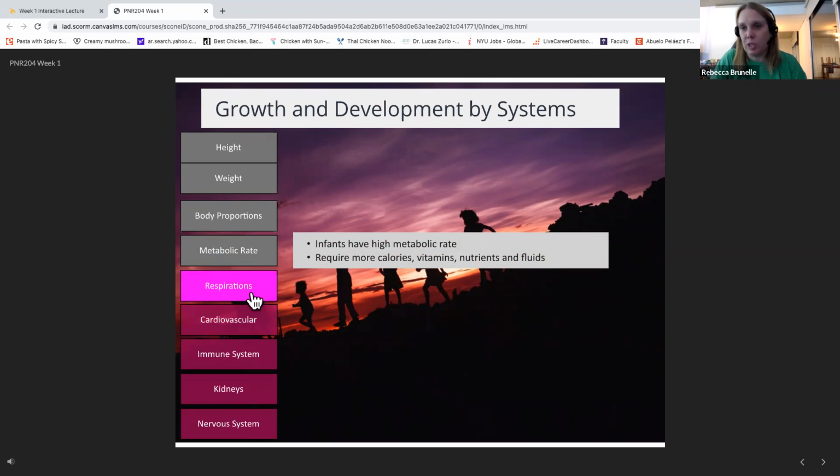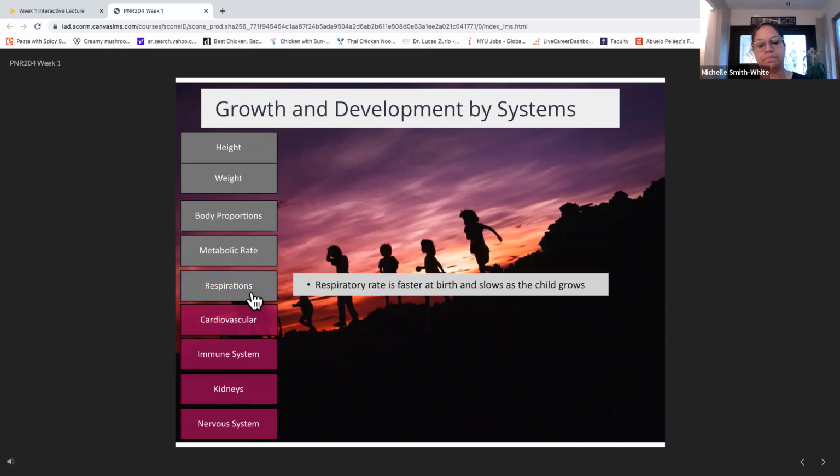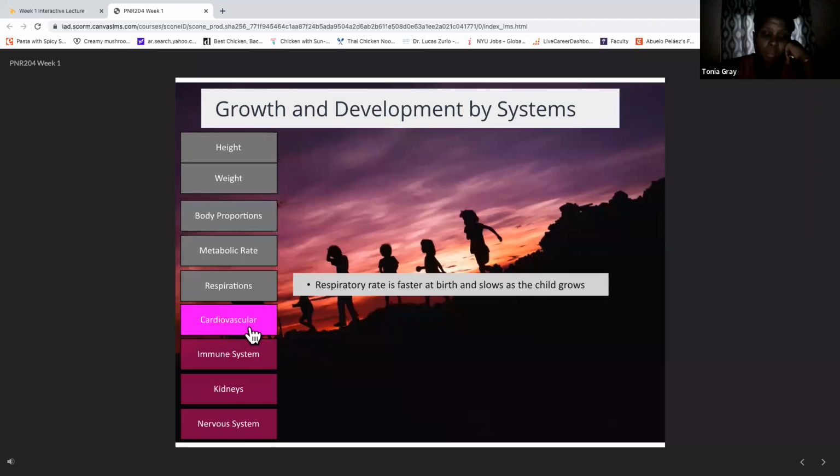And how about respirations? Do babies breathe faster or slower than adults? Faster. They breathe faster. Okay. And how about cardiovascular heart rate? Is it faster or slower in a baby? Faster. And how about blood pressure? Lower.